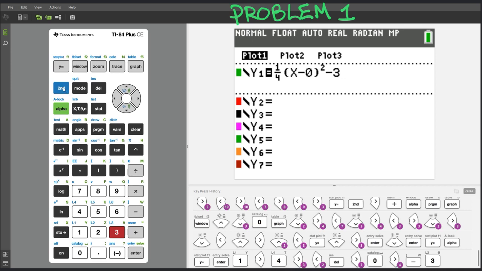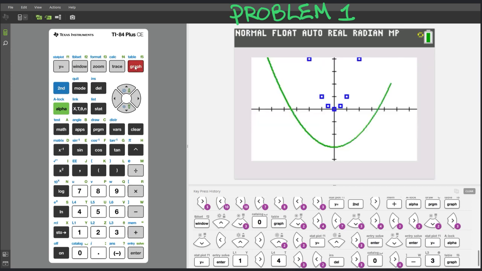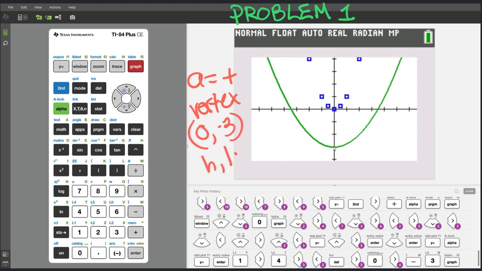Okay, and then let's turn this, should we turn the stat plot off? I don't know, let's just graph this. So this opens up because the 1/4 is positive, and then the vertex is at 0, 1, 2, 3, 0, negative 3, because of the 0 in the equation and the negative 3 at the end of the equation.